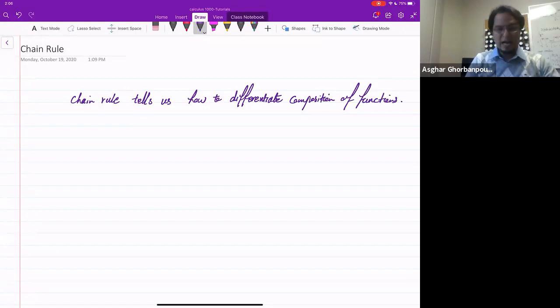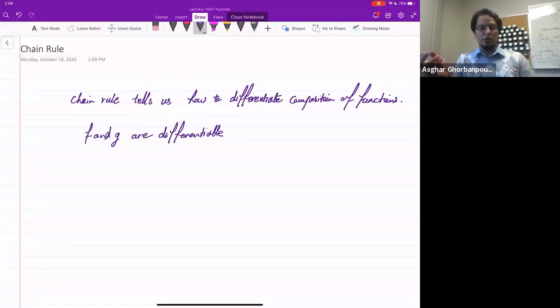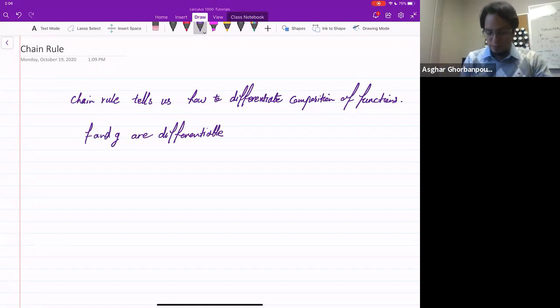Well, the exact wording: I am assuming that f and g are differentiable everywhere. There are versions where you can make this assumption weaker, but for now, that's what we need to know. Then f∘g is differentiable, and we have a formula for the derivative of the composition function.